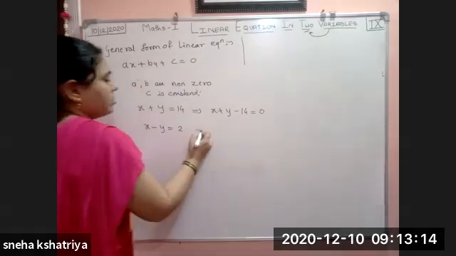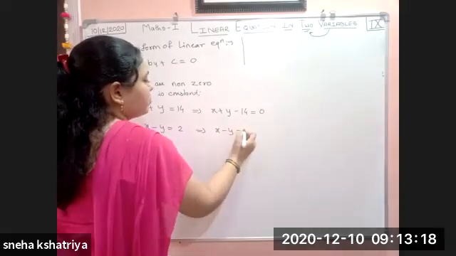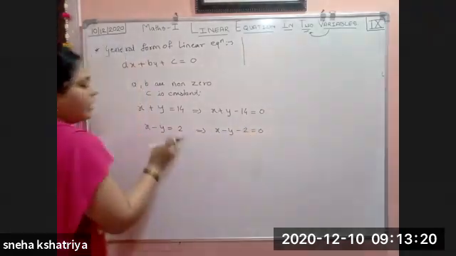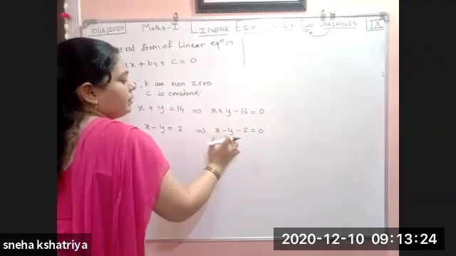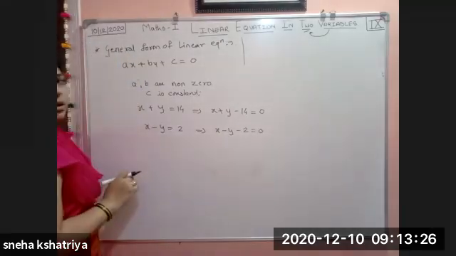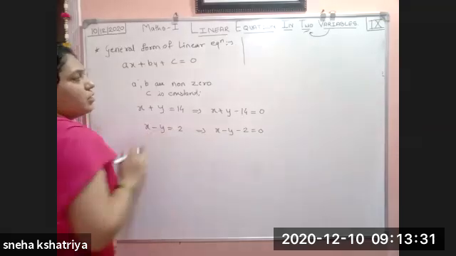Accordingly, this will also become x minus y minus 2 is equal to 0. Again, 2 I have shifted to the left hand side, and it will become x minus y minus 2 is equal to 0. Again, this is in the form of ax plus by plus c is equal to 0.